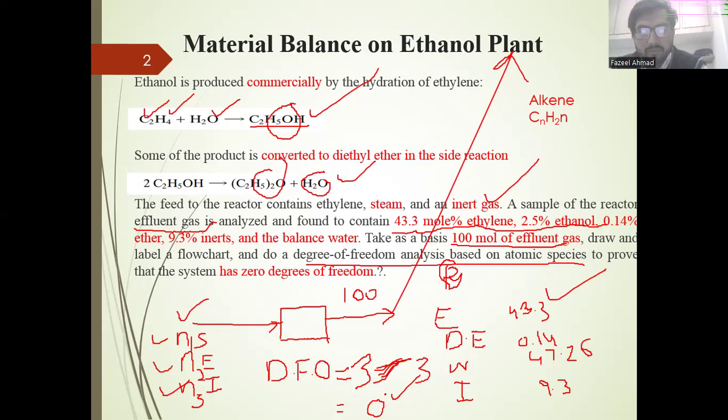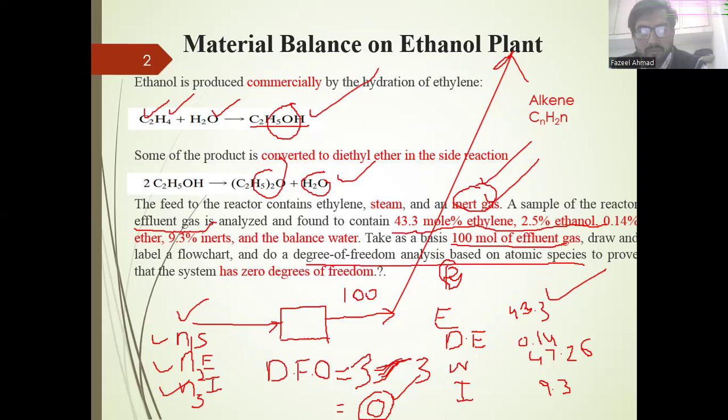So you can easily apply the material balance using this approach. The benefit of having an inert in the problem statement is that we can directly apply the first material balance on this inert, because the moles of inert coming into the reactor go out of the reactor as they came in, since an inert does not take part in any chemical reaction.